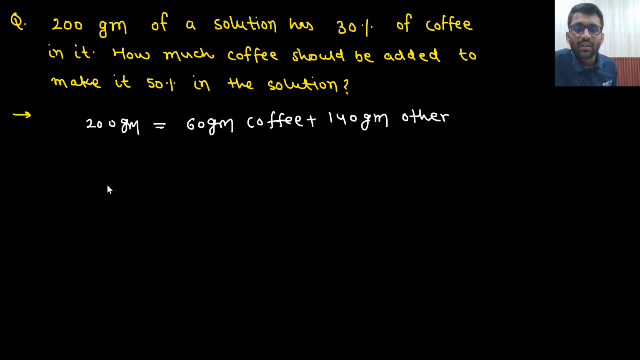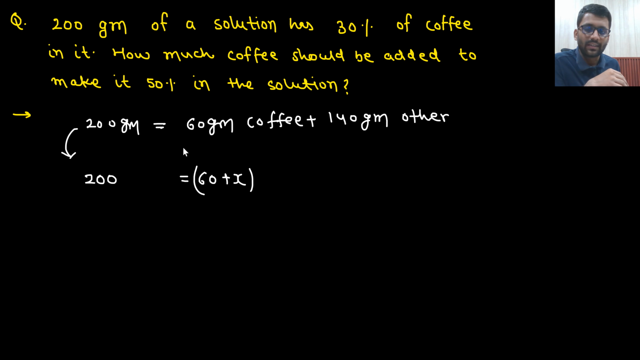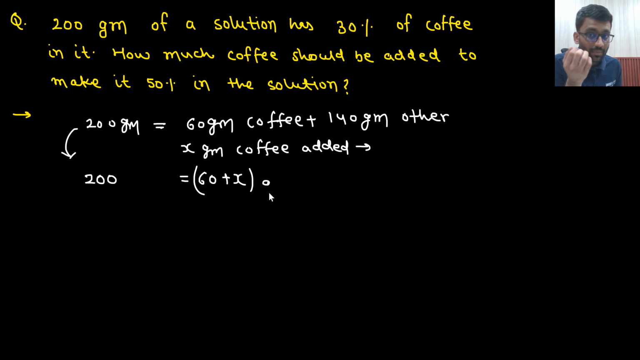Now what you are doing? Now you are adding some coffee. How much coffee should be added to make it 50% in the solution? So 60 plus x gram coffee. Basically x gram coffee you are adding. So 60 plus x gram coffee. The other material will not change.